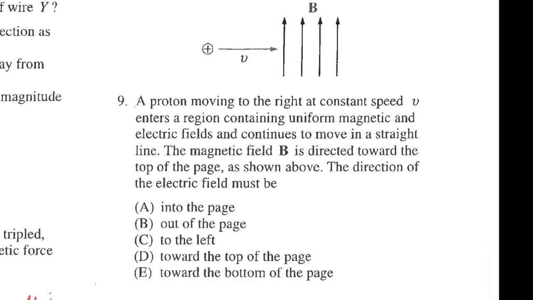I'm sorry, I was trying to deliver a message. The magnetic field B is directed toward the top of the page as shown. The direction of the electric field must be, wait, did I miss something?